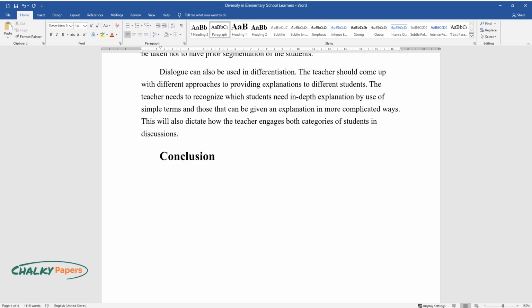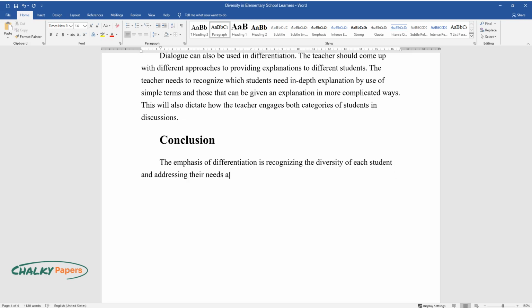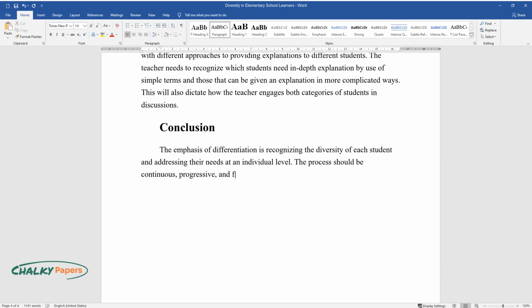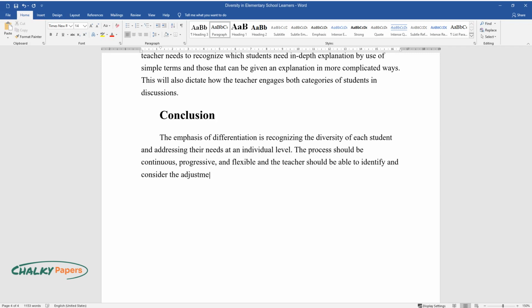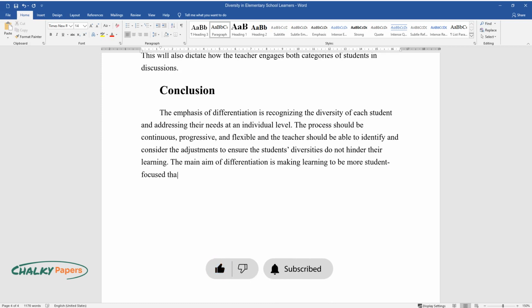Conclusion. The emphasis of differentiation is recognizing the diversity of each student and addressing their needs at an individual level. The process should be continuous, progressive, and flexible, and the teacher should be able to identify and consider the adjustments to ensure the students' diversities do not hinder their learning. The main aim of differentiation is making learning to be more student-focused than subject-focused.